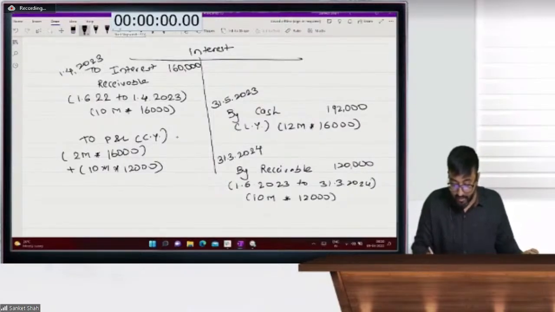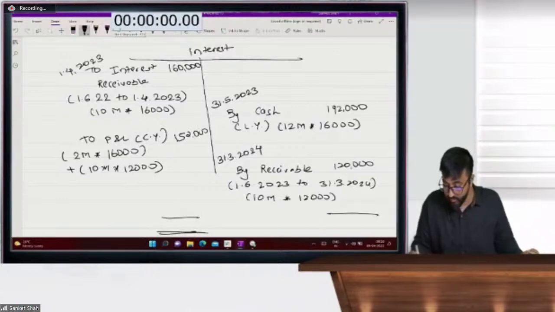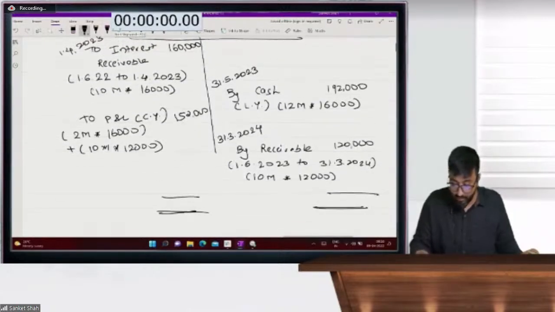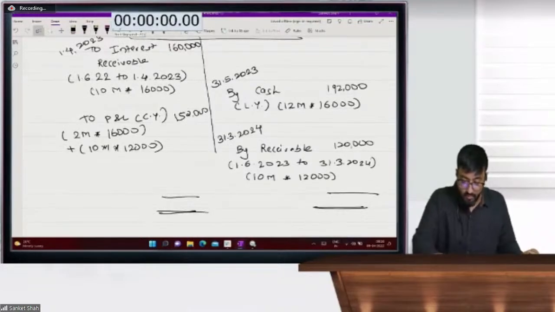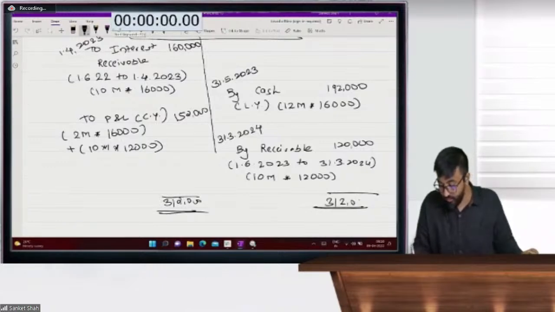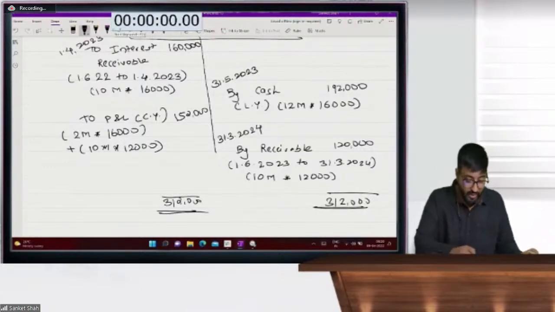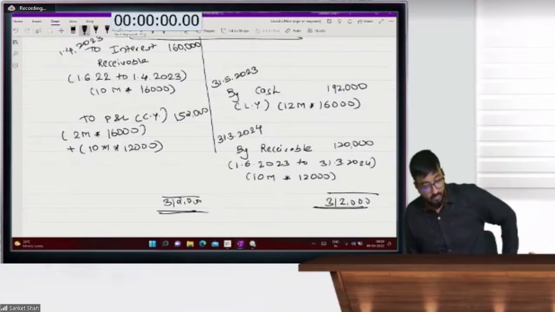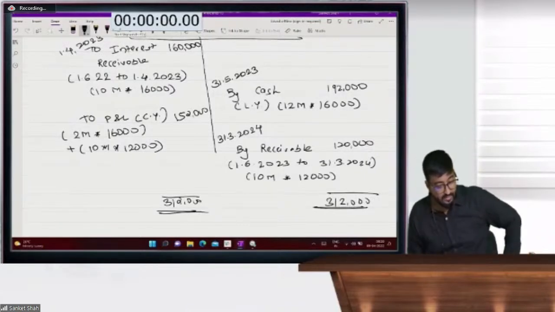How much did it come to? 1,52,000. So 152 plus 160, 312, and this is also 312. It is going to tally. Ankit Gupta answered it correctly at the end.